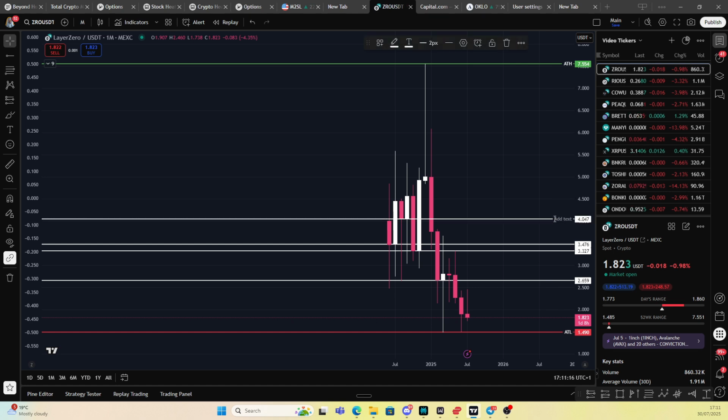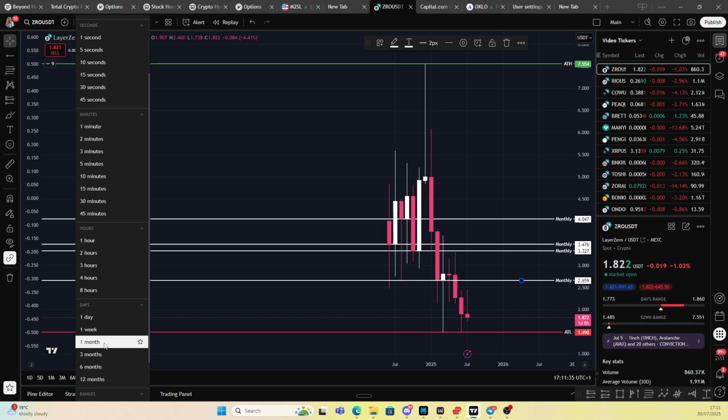So I would click on here and type in monthly. Same here, I would type in monthly, and here I would also type in monthly, and finally this one here we would type in monthly. Then we would move down the time frames.